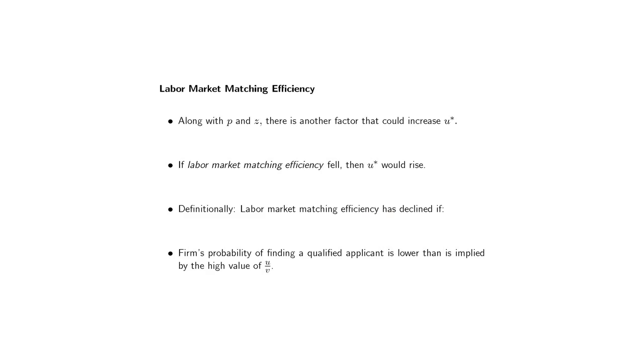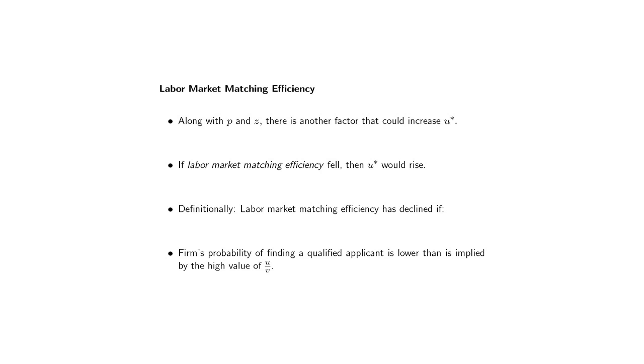Now, one factor I've left out that has received a lot of attention over the past year especially is another factor that could increase the natural rate of unemployment. And that is what's called labor market matching efficiency. If labor market matching efficiency fell, then the natural rate of unemployment would rise. Now, what do I mean by labor market matching efficiency? It's a long technical phrase.